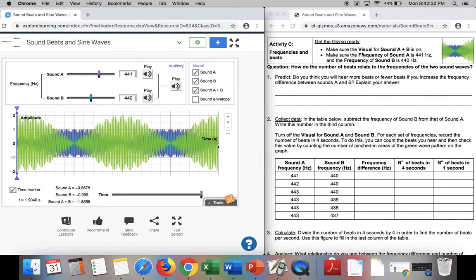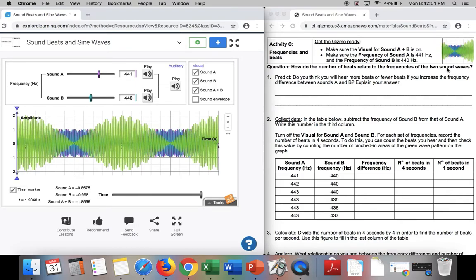So we're going to make the visual for sound A and B is on. So visual for sound A and B is on. Make sure the frequency of sound A is 441, and it is. And the frequency of sound B is 440, and it is. How do the number of beats relate to the frequencies of the two sound waves?